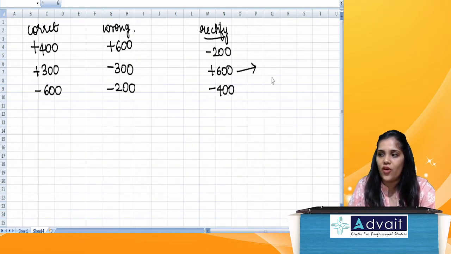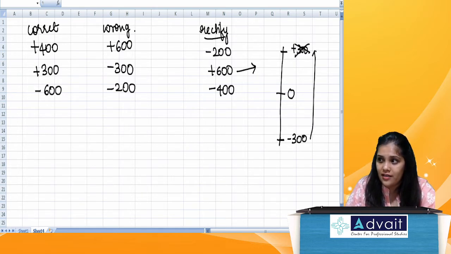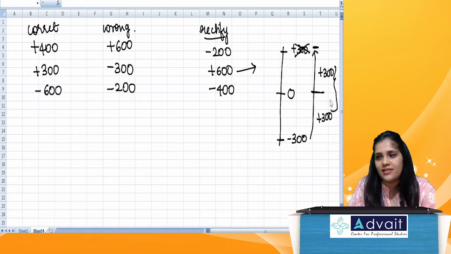See, if you are on the timeline, you are here at 0. You had to add 300, but we have not done this. We have minus 300. So, from here, you should come till here. So, how will we come? To nullify this, you should add 300. Then you come to 0. Then you add 300 more. So, total add will become 600 to reach here. Okay?